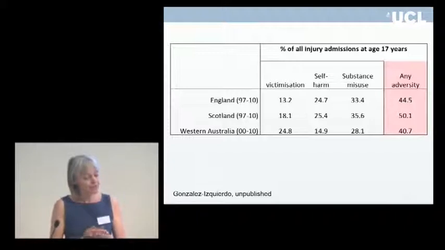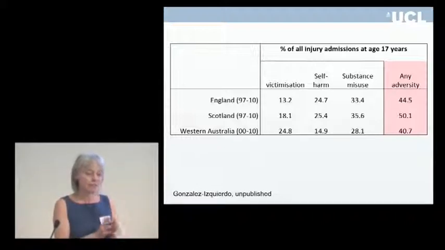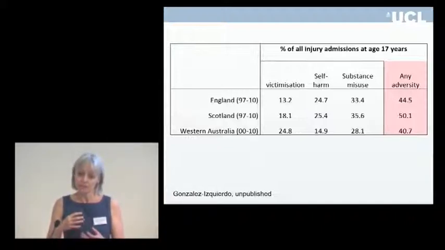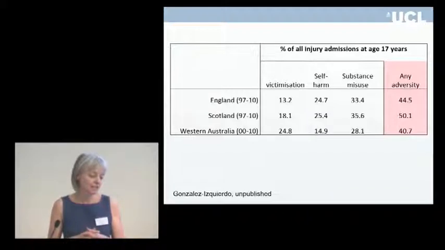And when we do that, here's some data from all admissions to the NHS in England, in Scotland, and Western Australia. You see that they add up to quite a high proportion of injury admissions being related to adversity. So this is just for 17-year-olds. 40 to 50% of these injury admissions that are sitting on surgical wards are related to adversity, and require psychosocial responses that probably need to be community-based, long-term, in the community, of what these children, adolescents, are flagging up.